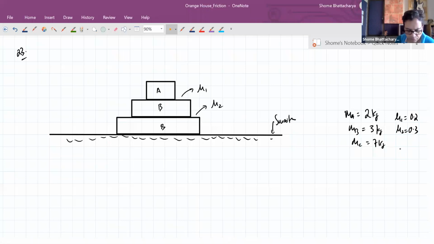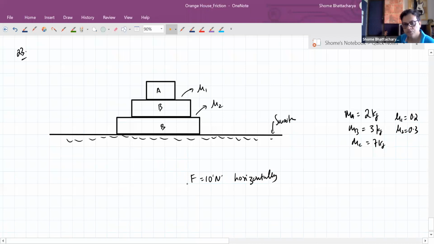So let's do the more tricky one. So we are applying 10 newtons force horizontally. Let's do the second part on the block B. We want to find the accelerations. So the same method that I'm using for the second part, you will use for the first and third part also, where you are applying the force on A instead of B or on C instead of B. Like this.